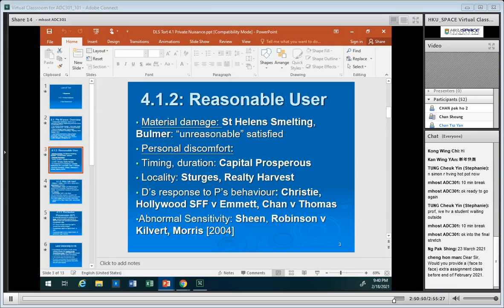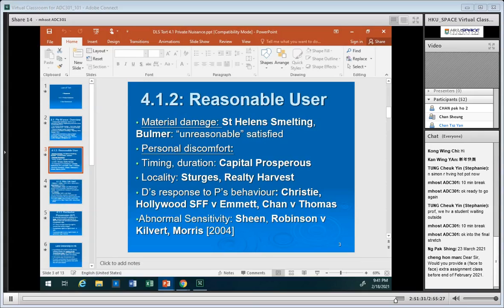And just to go out with tonight, one more case, which is a must-know case, and indeed abnormal sensitivity. You could put the Capital, Prosperous and Sheen case in this category as well, because you could argue that the plaintiff had abnormal sensitivity. Most people in Hong Kong go to bed late. They don't go to bed at 8:30 or something. But Robinson and Kilvert is the leading case on abnormal sensitivity. Just remember, the issue here is: is this unreasonable interference?